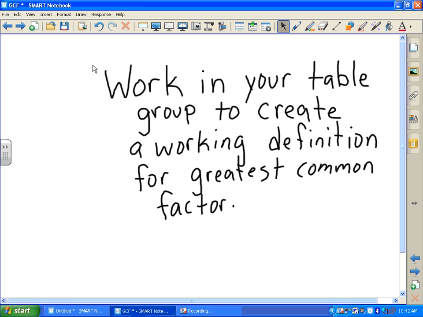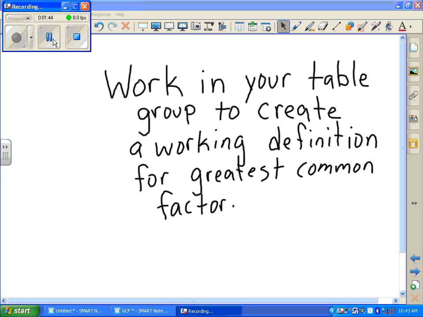So people in position number 3, you will be the recorders. You're going to write the definition down on your whiteboards. Since you guys don't have a 3, it'll be you. The rest of you are contributing your ideas. I'm going to give you about 5 minutes to come up with your idea of what the greatest common factor is.